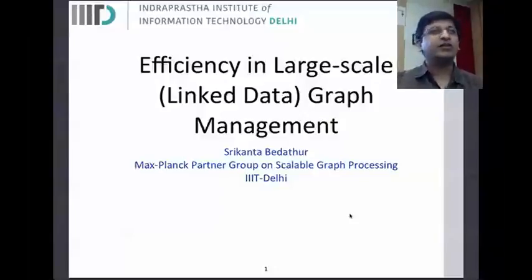So what I'm going to talk about is largely efficiency issues when one is dealing with large scale graphs. And for me, the graphs are typically not necessarily the social network style graphs, but largely from the linked data community. So we will see what these linked data graphs are, how they are different from social network graphs, and how big they are, and what are some problems that you see while trying to deal with these graphs, and how we can go about solving them.